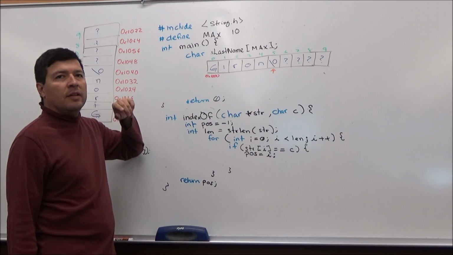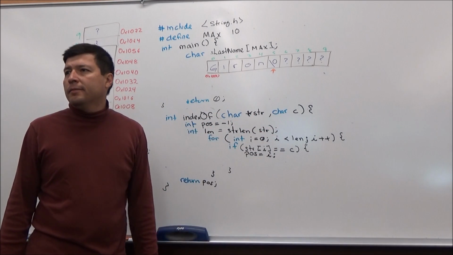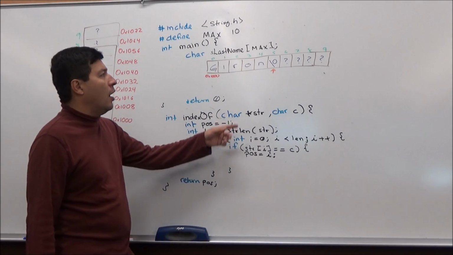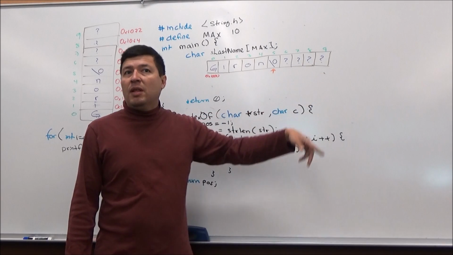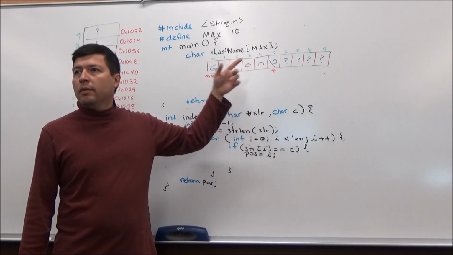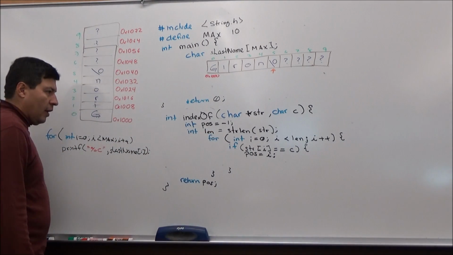But that's kind of silly though. If I already found it, why do I need to keep searching the array? There's no point, right? What if there's another R later? It will give me that one, right? I only wanted the first one. So how do I exit this? I'll cheat.